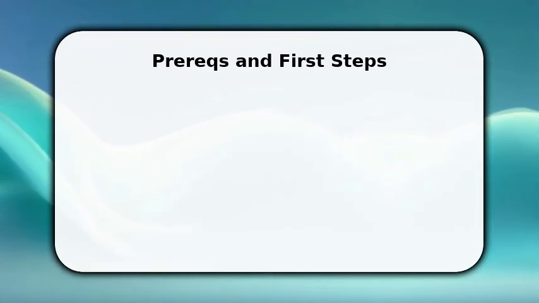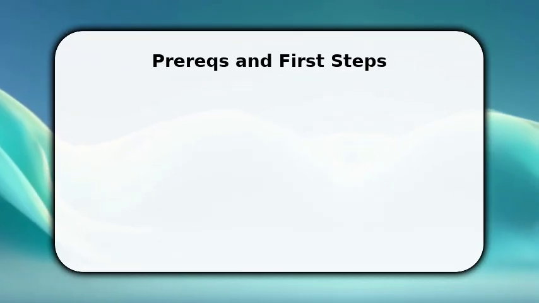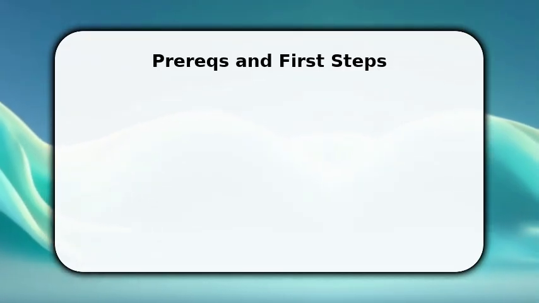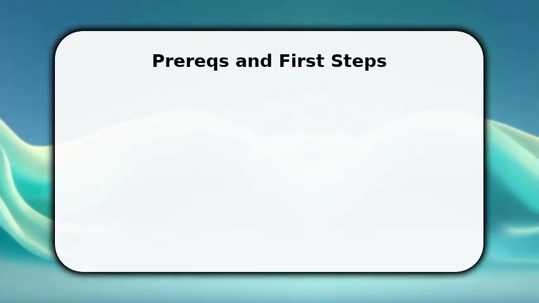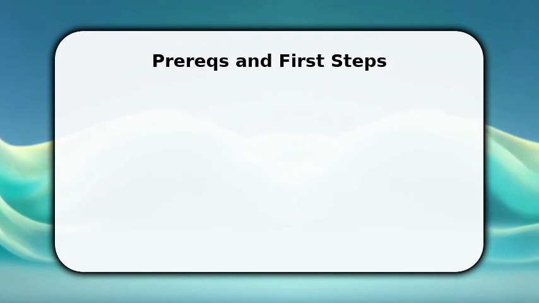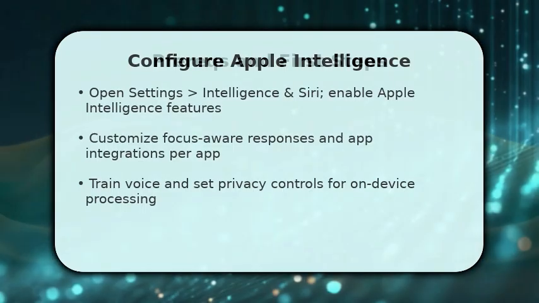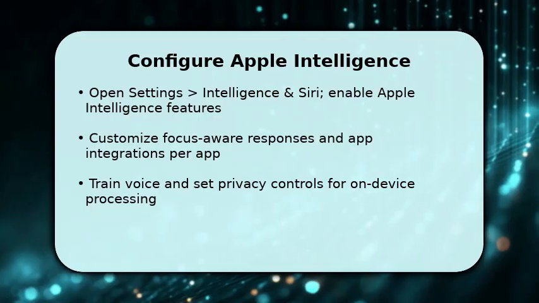You're not just toggling switches, you're enabling permissions that let Siri access contacts, calendars, and on-device intelligence for fast, contextual answers. Now customize Apple Intelligence within Settings so Siri can use on-device generative features.